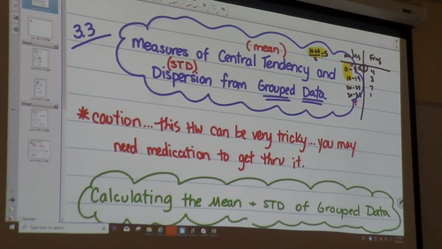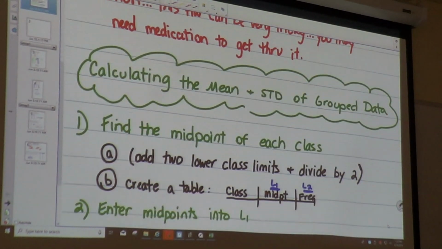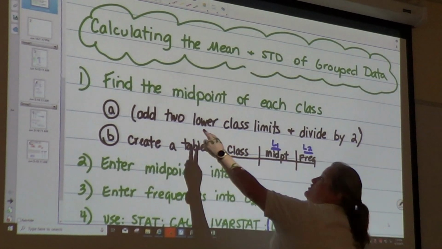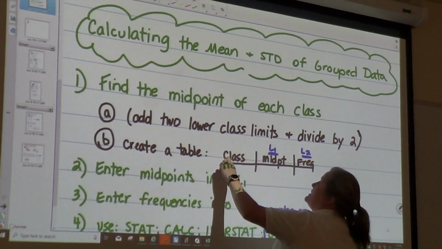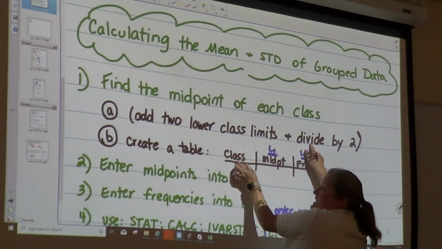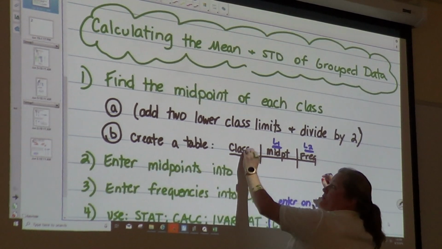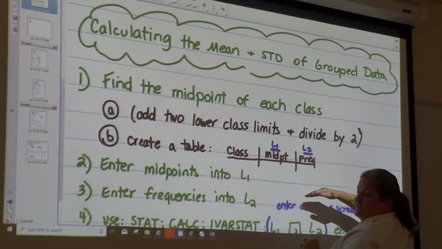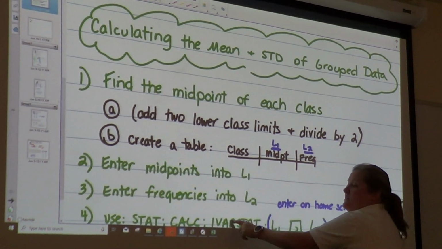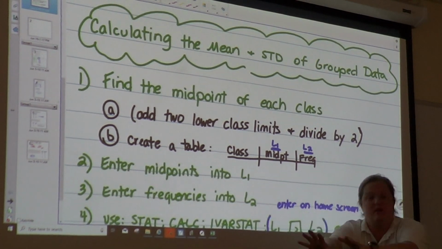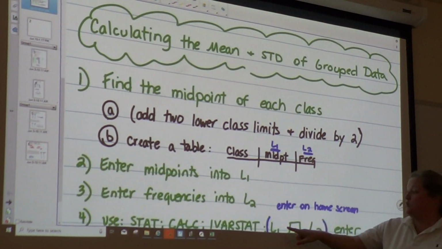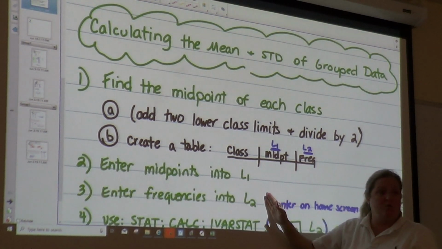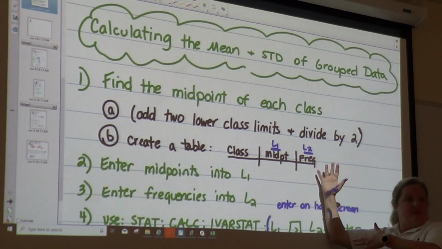Alright, so we come down here for a second. This is telling you what I just said. To find the midpoint, you take your 2 lower class limits, add them up, and divide by 2. That's going to give you that midpoint. Your midpoints are what you're going to put in for L1. Your frequency is going to be what you put in L2. And then when we do 1-Var Stats, we're not going to just do L1, and we're not going to just do L2. We're going to do L1, comma L2. Saying, take my data from L1 and combine it with the weights of L2.